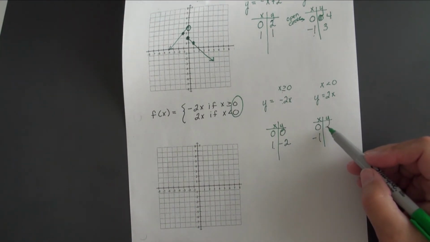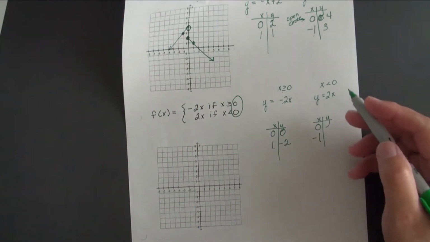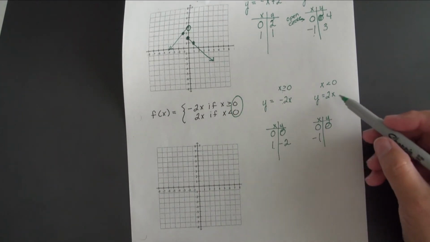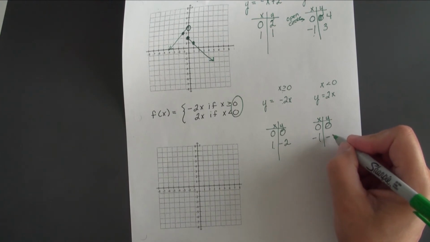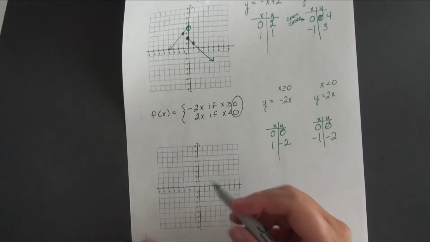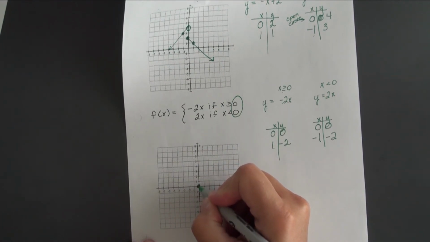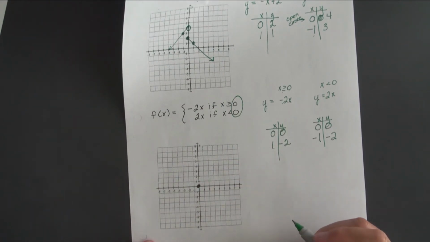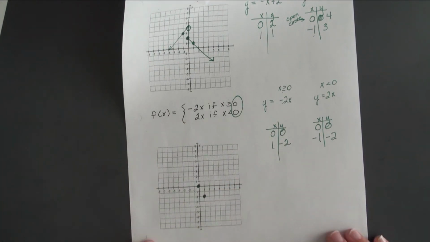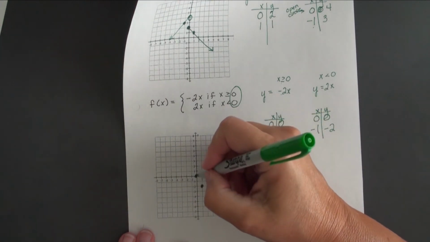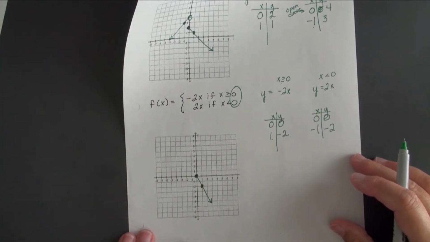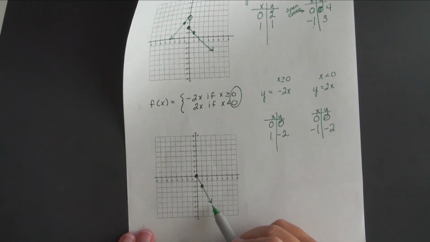Go over here and fill in our table. y equals 2 times 0, which is 0. y equals 2 times negative 1, which is negative 2. Okay, so I'll start with this first one. I'm going to plot 0, 0, and 1, negative 2. Then draw your line going from your 0, 0 through your 1, negative 2, placing an arrow.